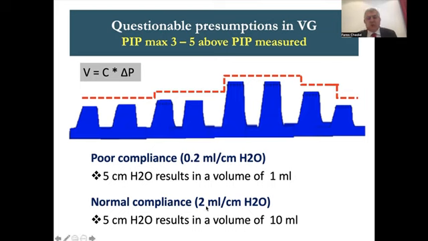In a patient with normal compliance of 2 mL per centimeter water, you multiply 5 by 2, so 5 centimeters water will produce 10 mL of volume. So that's from 1 to 10. It's huge. Certainly the one with poor compliance would not like to have more volume than 1 mL, and the one with normal compliance would love to have volume, but maybe 10 mL would be excessive. This is why we say for tiny babies, don't allow 5, allow 3 centimeters above the PIP measured, so as not to allow too much volume if the compliance improves.